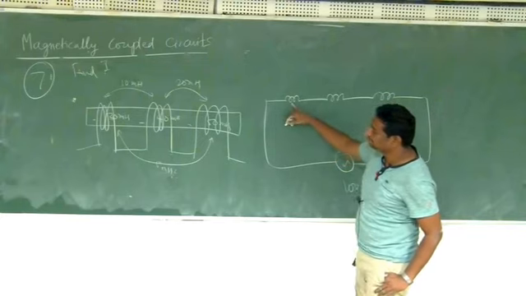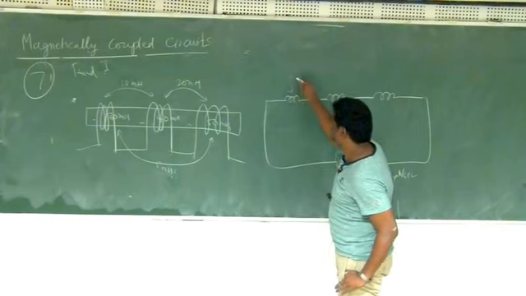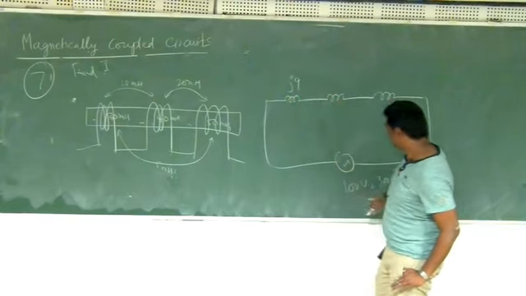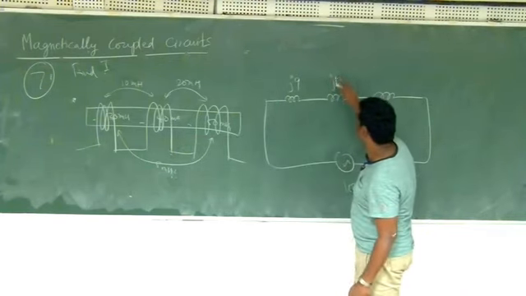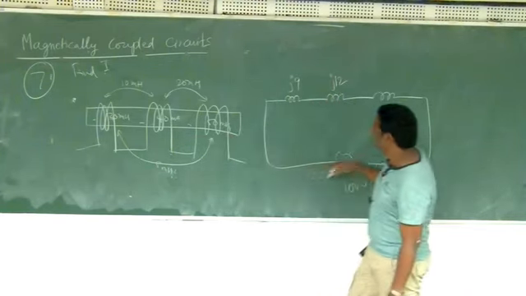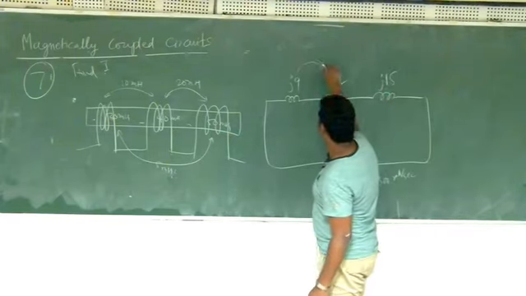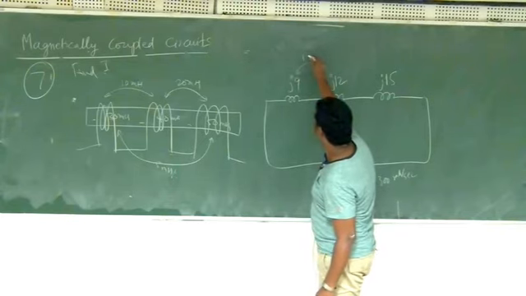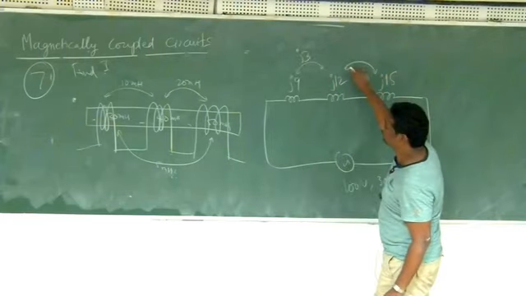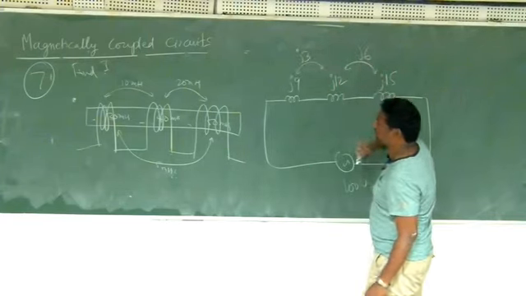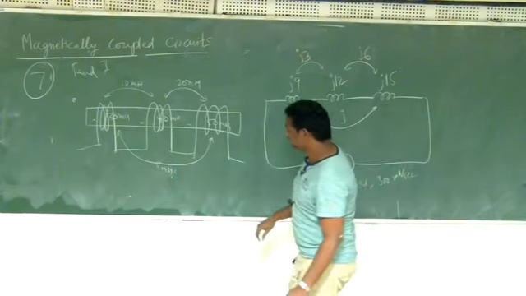So how much is the impedance here? 30 millihenries. That means it will be J9, because my omega is 300. This is 40 millihenries. That means this will be J12. This is 50 millihenries. This will be J15. Mutual between these two will be 10 millihenries. That means J3. Mutual between these two will be J6, and mutual between these two will be J1.5.